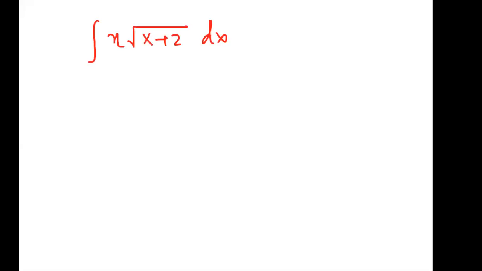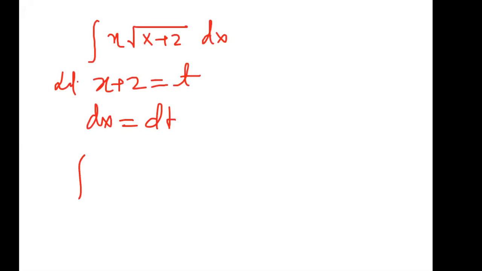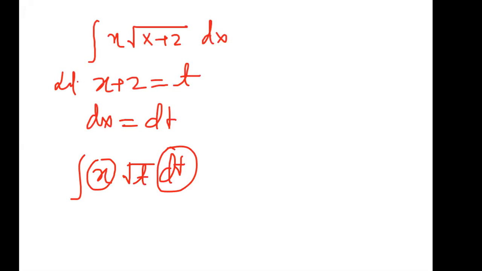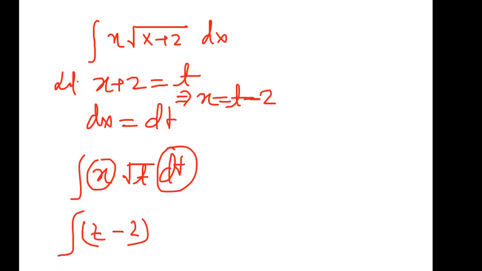What best I could do in this question is, we are supposing x plus 2 equals t. So dx will be equal to dt. Now try to see, it is x under root t dt. What about this x? When it is written with respect to t, since you are differentiating, everything must be t. So over here x can be written as t minus 2. So it will be integral of t minus 2 into t to power 1 by 2 dt.